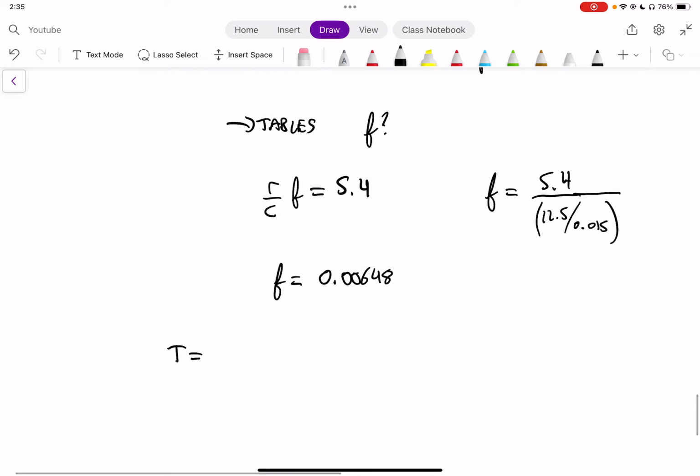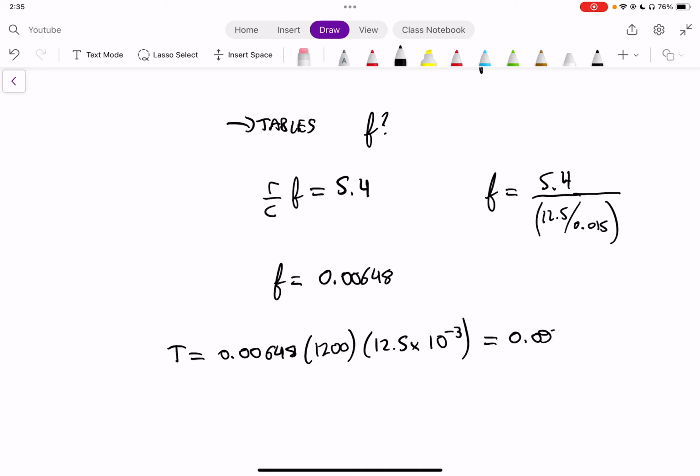So we can say torque is equal to the friction factor, 0.00648, multiplied by 1200 units. So that's the 1200 newtons, times 12.5 times 10 to the minus 3. And that would give us a value of 0.0972 Newton meters. So this is the way to find the torque, essentially, that is lost due to friction.